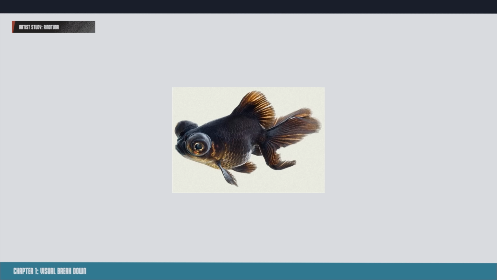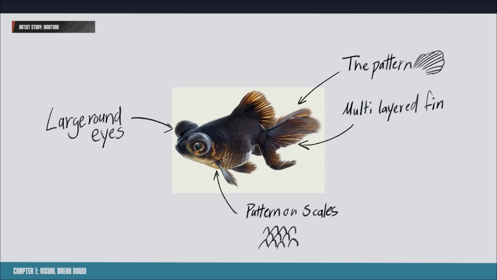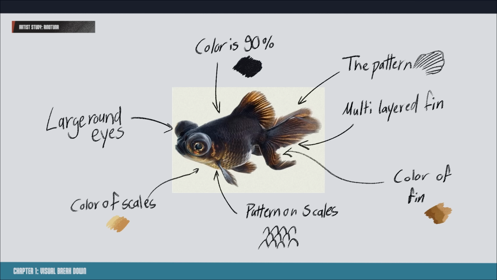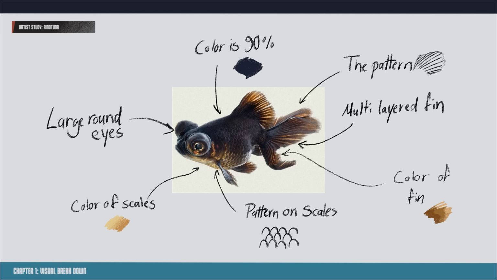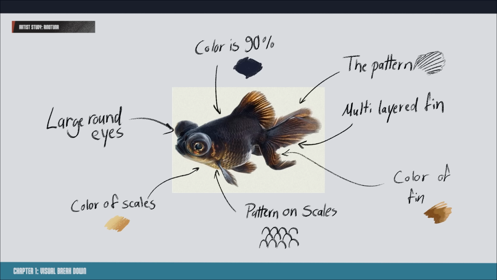What instantly pops out are the large round eyes that are positioned weirdly on the outside of the head. Other key elements are the multi-layered fin and the repeating pattern along the fin, as well as the pattern on the scale. The colors are also a key element. The fish is mostly black, but the scales reflect light and it almost looks like gold. And as the fin gets thinner towards the end, they become this light brown-orange color.